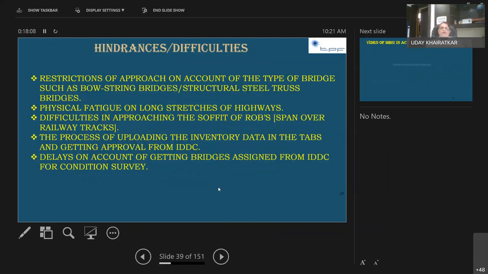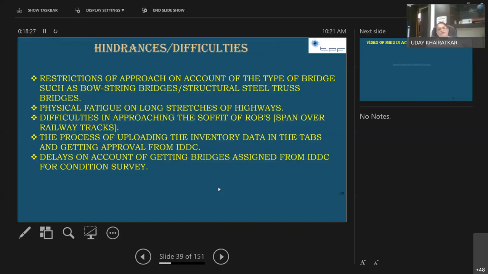Physical fatigue on long stretches of bridges and highways. Our team used to travel kilometers and kilometers to reach a bridge point, and by the time they reached, they were already fatigued. So engineers or field workers were slightly tired before starting the condition survey.